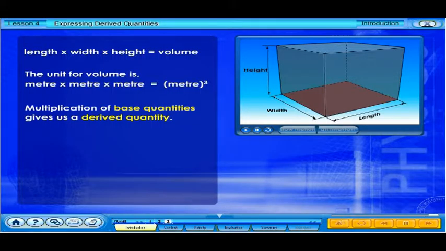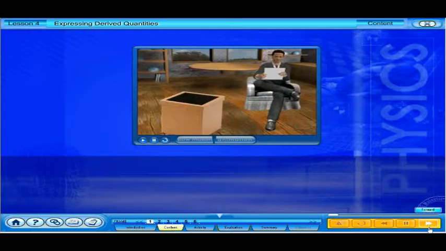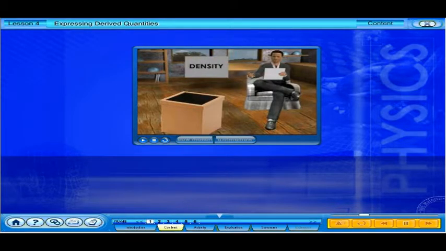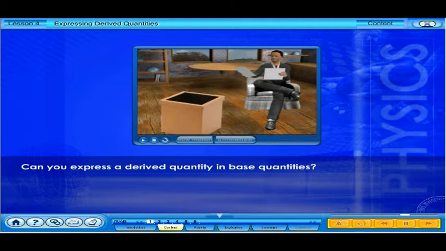Can you express a derived quantity in base quantities? Let us recall the derived quantities that are familiar to you. Area, volume, density, momentum, power, frequency, work. Can you express a derived quantity in base quantities?